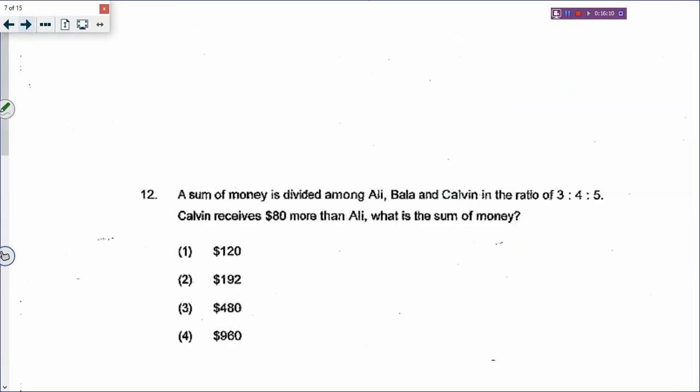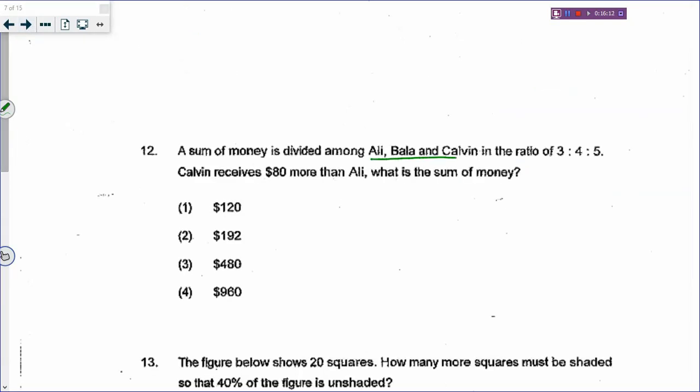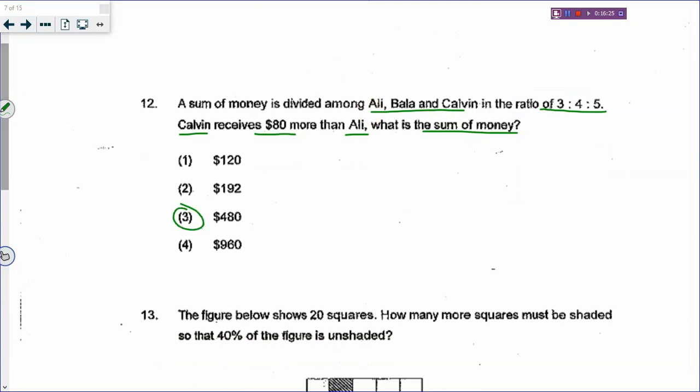A sum of money is shared among Ali, Bala, and Kelvin in the ratio 3:4:5. Kelvin received $80 more than Ali. What is the sum of money? So your answer for question 12 is 3. You write out the ratio because this is a ratio problem. So Ali is to Bala is to Kelvin, 3:4:5. Does my ratio need to have the total? Well, if you see the sum of money, it means that you must have the total already. Sometimes there's no total, sometimes you have. It depends on whether the question is telling you to find the total.